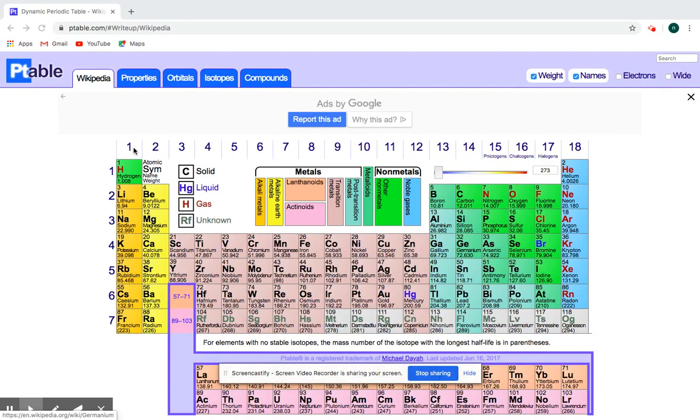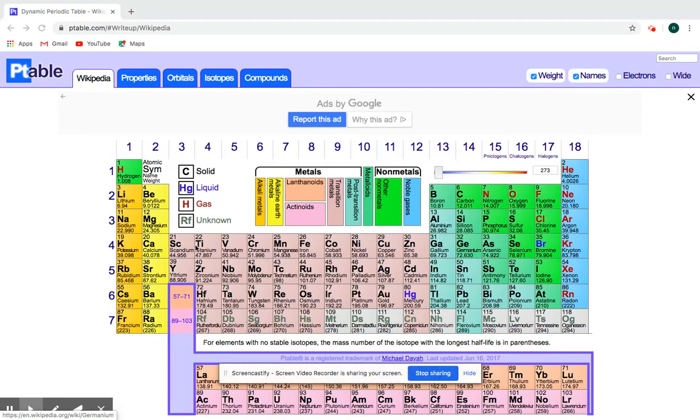Next thing that we're going to be talking about is alkali metals, which is this group right here. They have 1 electron in their valence shell, which they give away in ionic bonds. This group right here is the alkaline earth metals, and they have 2 valence electrons in their valence shell, which they give away in ionic bonds.